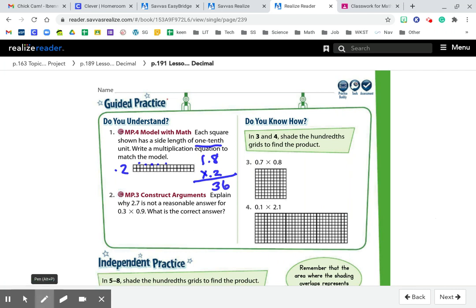18 times 2 is 36. I have 2 digits in decimal place value in my problem, 2 in my answer. So I'm going to wind up with 36 hundredths.